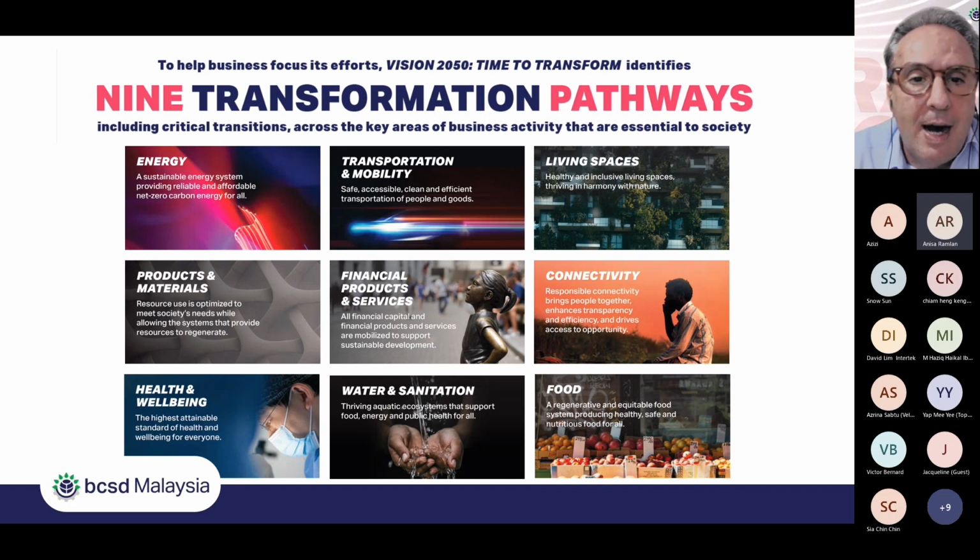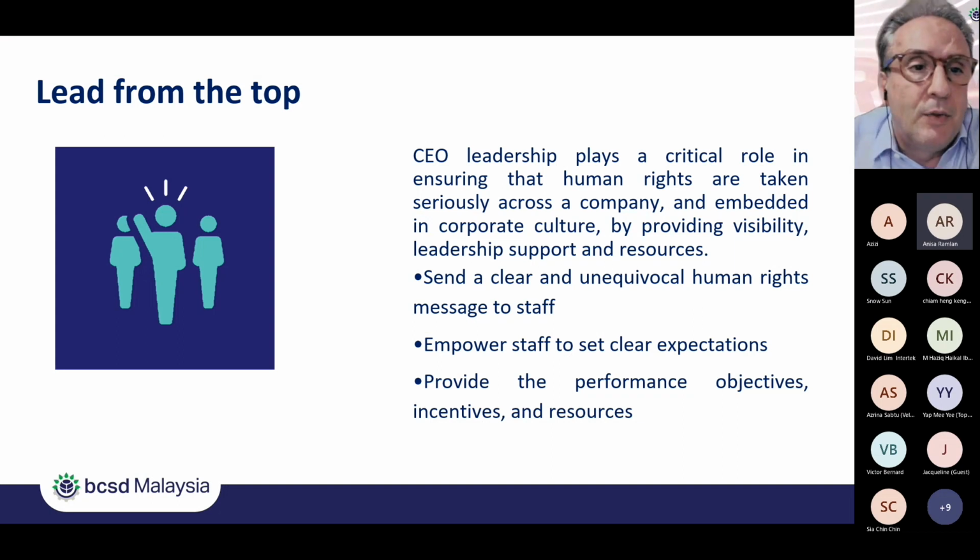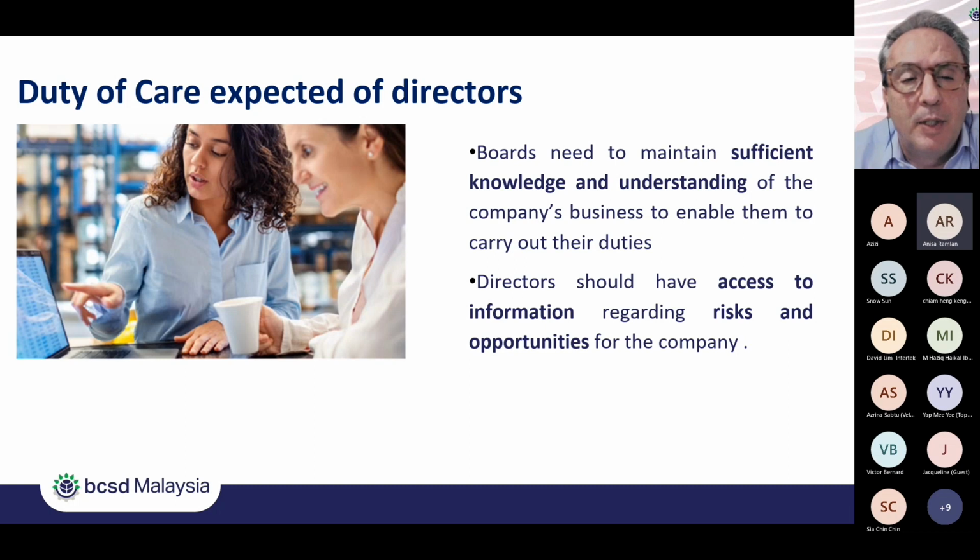So in all these 9 sectors, one other consideration for companies that we talked about earlier on is to lead from the top. It's very important to have CEO leadership, and that CEO leadership plays a critical role in ensuring that human rights are taken seriously. One other important consideration when we talk about leading from the top is to mention the duty of care expected of board directors. Board directors need to maintain sufficient knowledge and understanding of the company's business to enable them to carry out their duties. Directors should have access to information regarding risks and opportunities for the company.